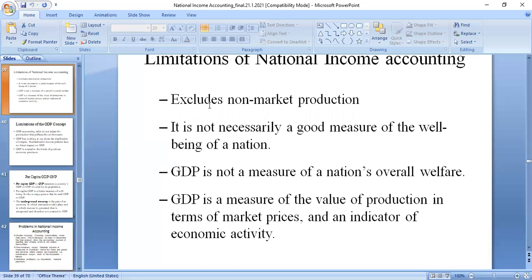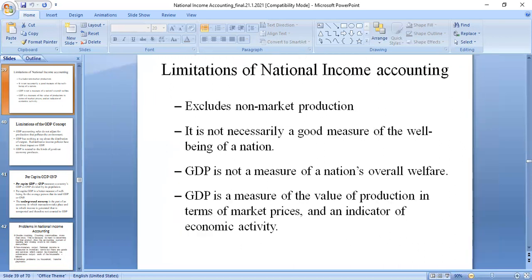Now, what are the limitations of national income accounting? It has limitations, right? The fact that it only considers the monetary value of all final goods and services literally means that it excludes the non-market production, right? Because they are goods that are produced but not specifically for the market. They are produced for personal consumption. So what happens to those non-market goods and services? So that is a limitation.